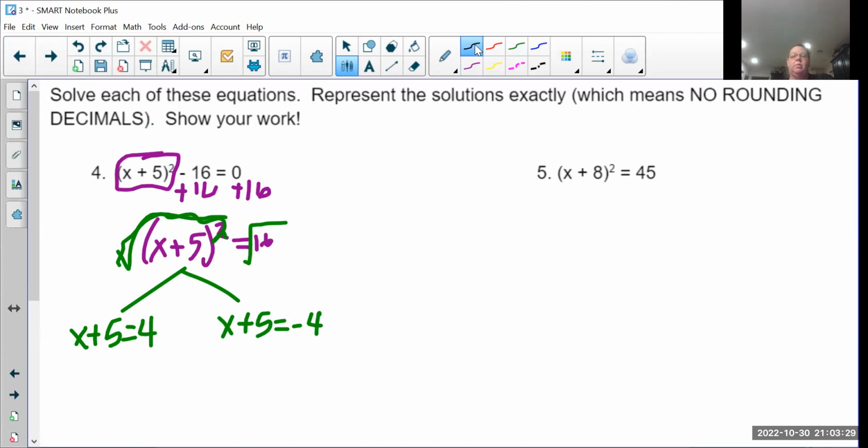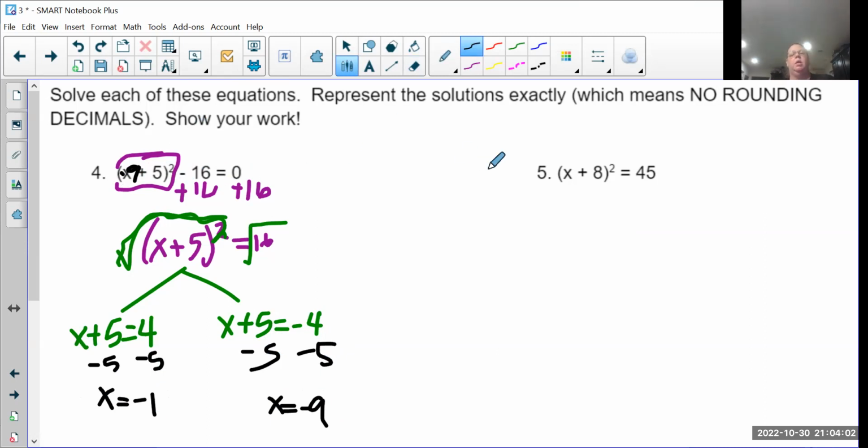And then we're back to algebra 1, and we're just solving by subtracting 5 from both sides. So that means x equals -1 and x equals -9. Remember, you can check your work, plug it in up here. If I put -1, -1 plus 5 is 4. 4 squared minus 16 is 0. And then I can also plug in -9. -9 plus 5 is -4. -4 squared is positive 16. Positive 16 minus 16 is 0.